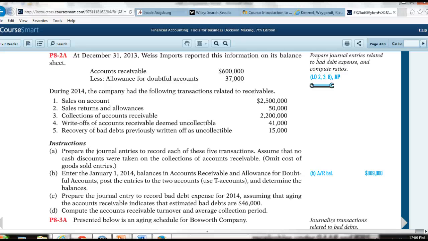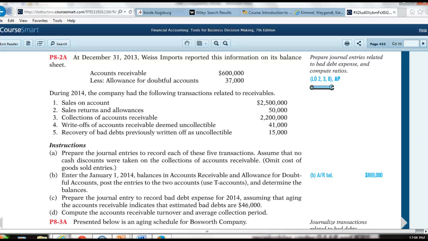Let's take 8.2. On December 31st, Weiss Imports reported this information on its balance sheet. It showed accounts receivable of $600,000 and an allowance for doubtful accounts of $37,000. So as we know, we would show on our balance sheet the net receivables of $563,000.